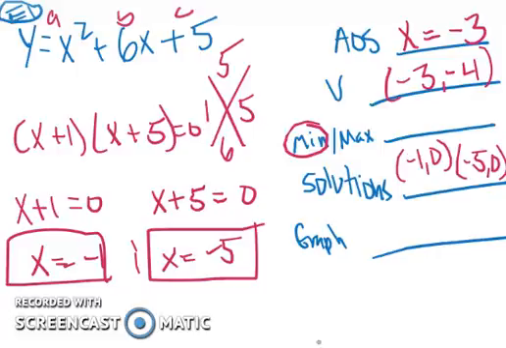Again, the x value, and then the y value is always going to be 0 because that's where it hits the x-axis. Okay. All right. Again, I'm going to erase this. This was just doing x factoring and using the zero product property. Now let's go ahead and graph it.